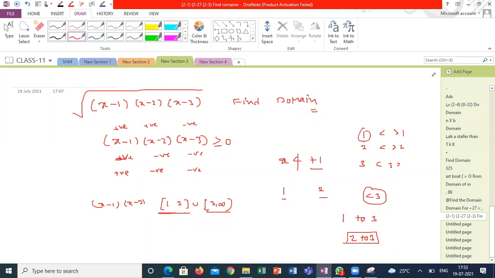Take the 3 zeros and check each and everything. If it is less than 1, greater than 1, less than 2, greater than 2, less than 3, greater than 3, how it will behave. So the domain is 1 to 2 closed, union 3 to infinity open. Is it right, guys, what I'm saying?